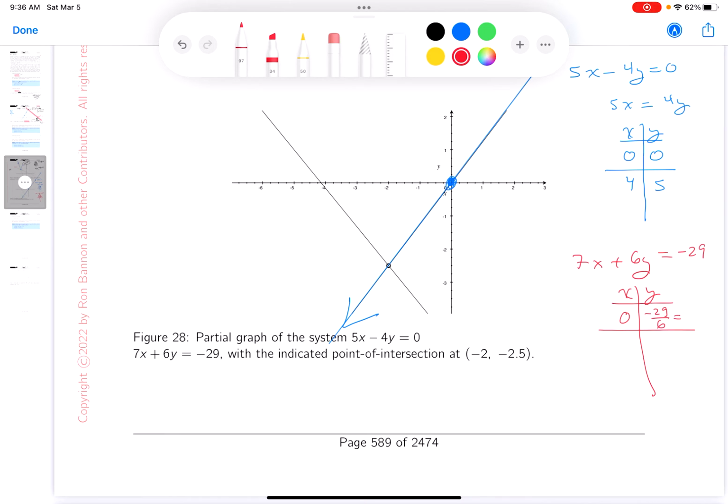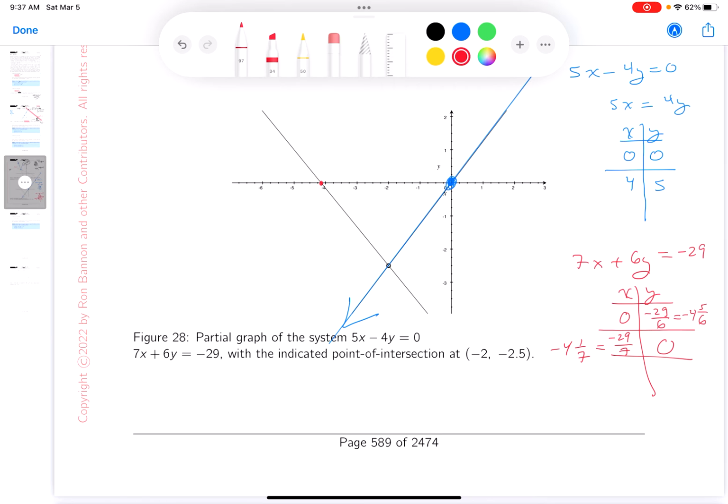What does this equal? I'm going to write it as a mixed number. Let's see, it's minus 4. And then what would you get? Let's see, that would be 5/6. Put this over here. Let me do another point. Should be easy. Y to be 0. When I say easy, easy to write down. Maybe not easy to understand. And then you can get minus 29 sevenths. Well, that's going to go in minus 4 times and 1/7. I'm going to plot that point. My point's approximately here.